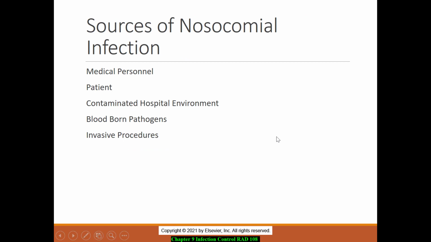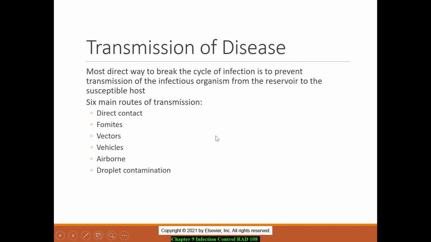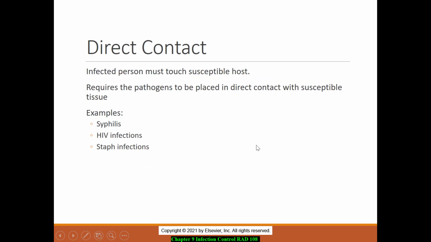Some sources of those nosocomial infections: medical personnel such as ourselves, our patients, any contaminated hospital environment, so things that have been touched and not properly cleaned, bloodborne pathogens, and any invasive procedures where there may be an open wound or a route of entry. Those transmissions of disease can occur in different ways, so the most direct way to break the cycle of infection is to prevent that transmission and be aware of it. The 6 main routes of transmission are direct contact, fomites, vectors, vehicles, airborne, and droplet contamination.